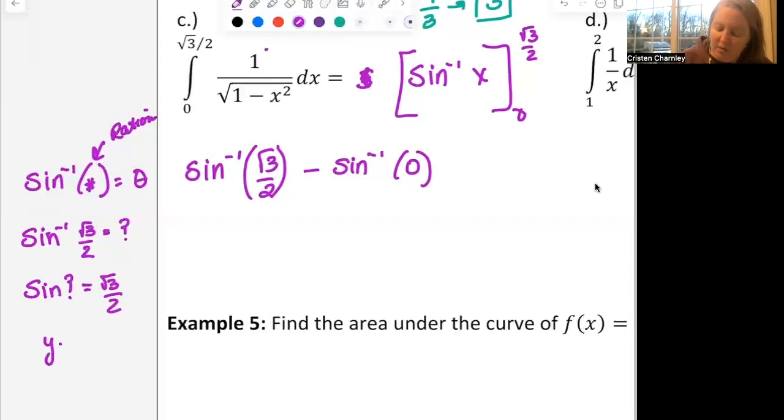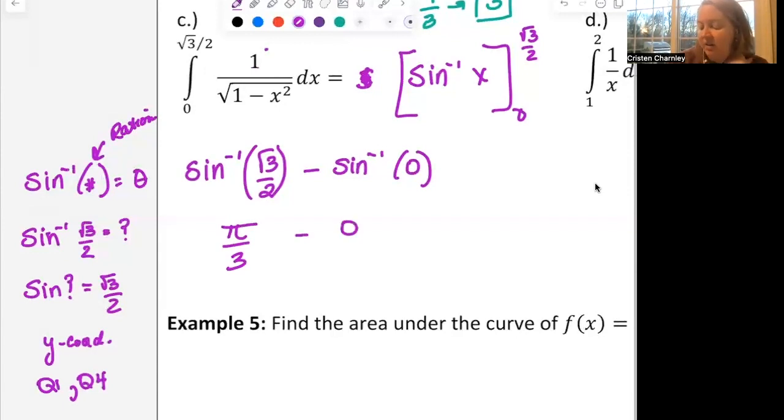Sine, I know, is the y-coordinate. So where's the y-coordinate equal to √3/2? That happens at pi/3. Yes, it also happens at 2 pi/3, but inverse sine has to be in quadrant 1 or quadrant 4, not quadrant 2. So that's how I know it's pi/3. Inverse sine of 0 is actually 0, so my final answer is pi/3.